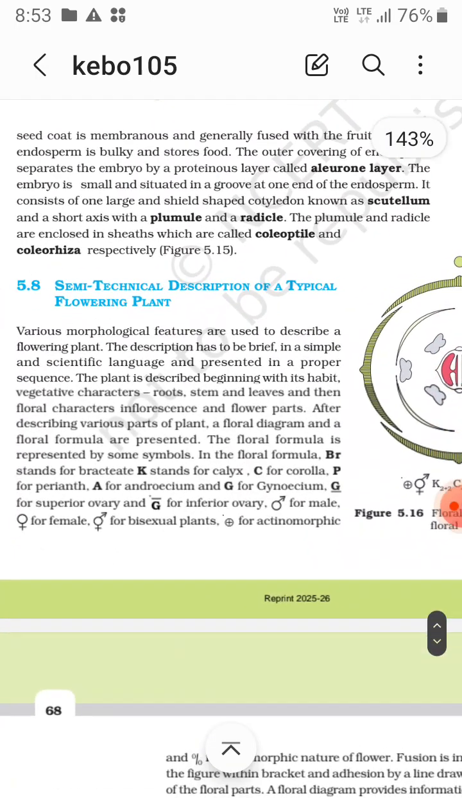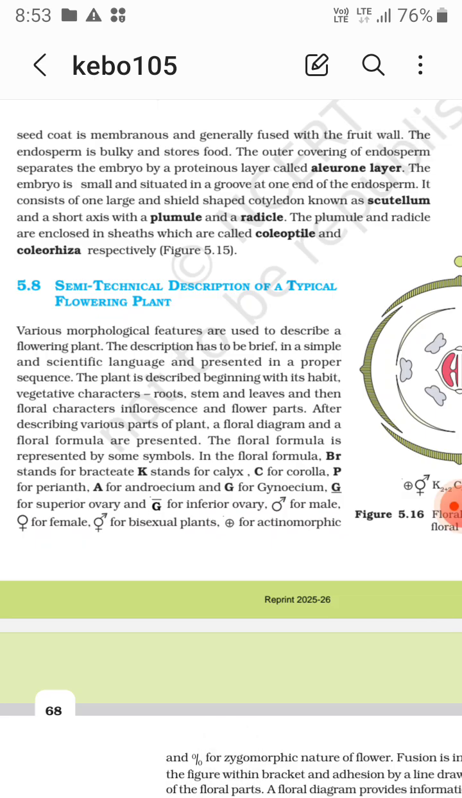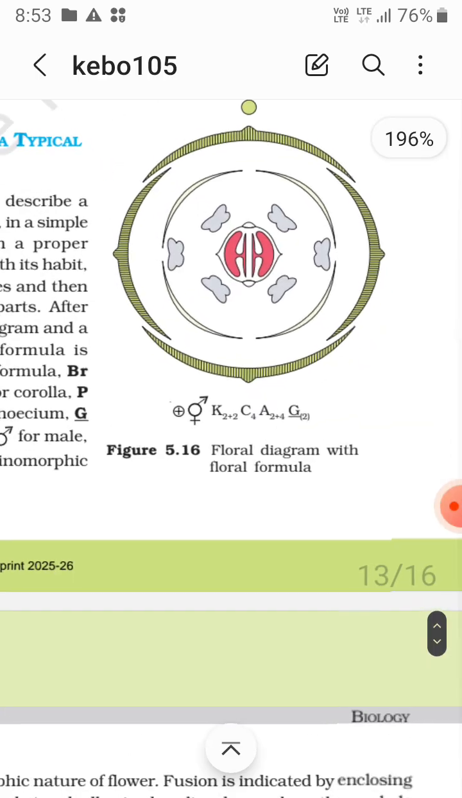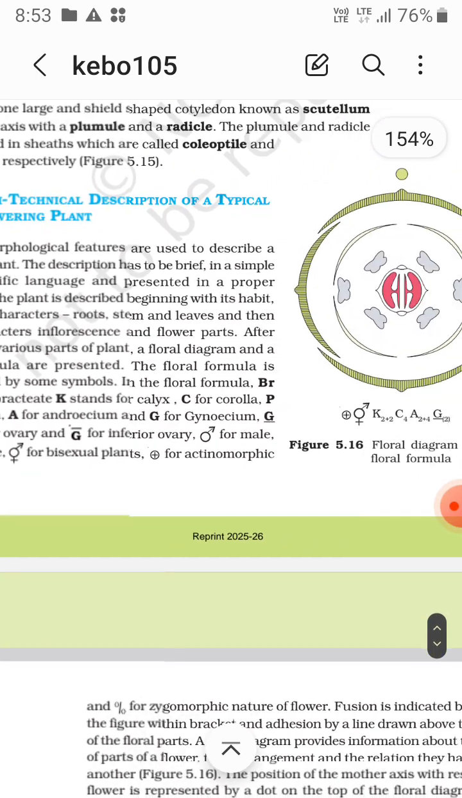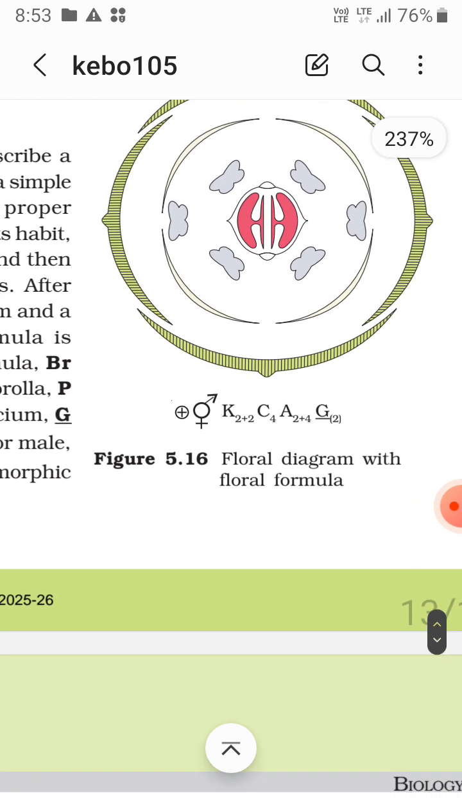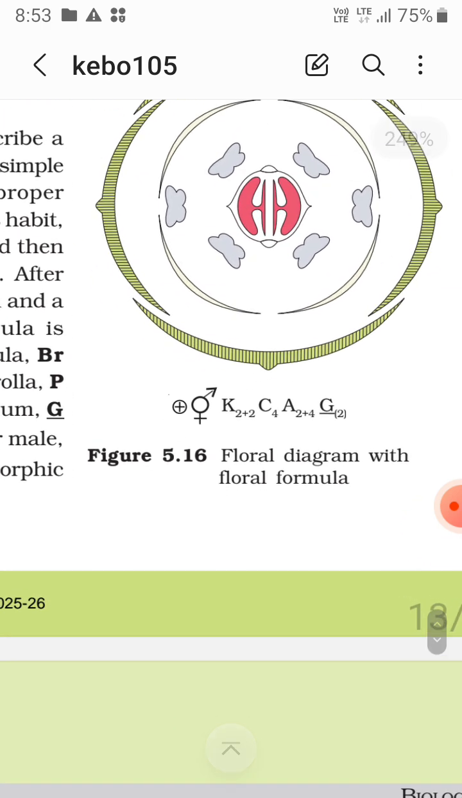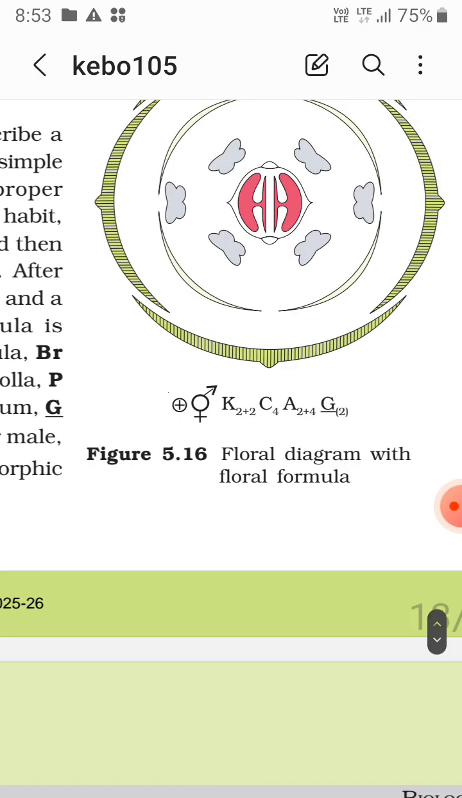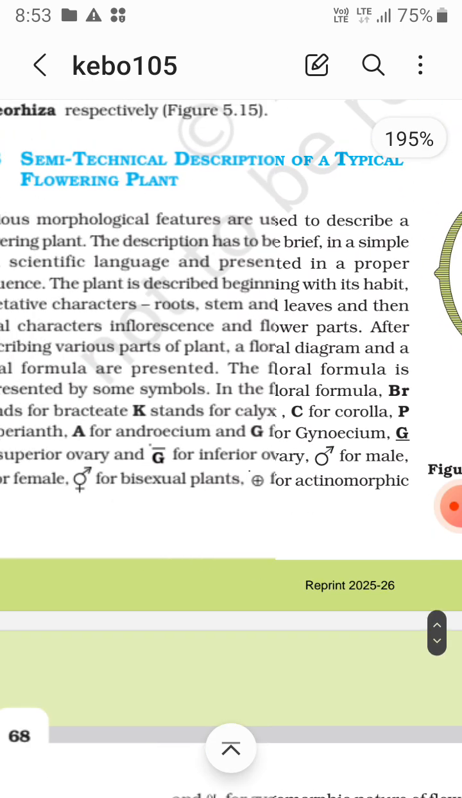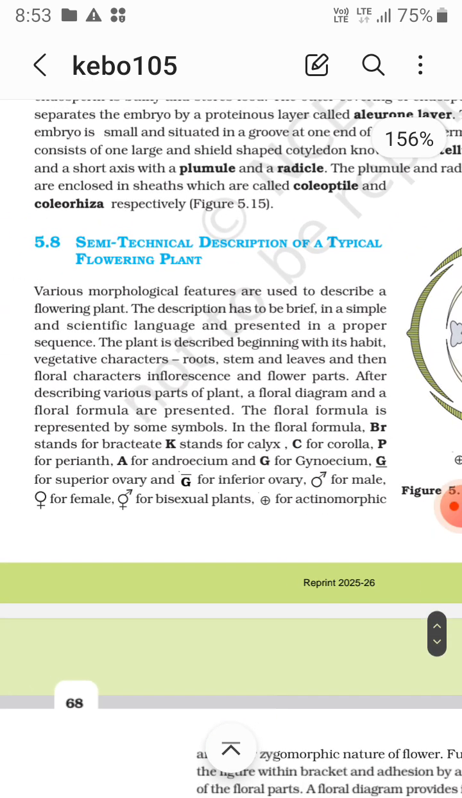Now talking about the semi-technical description of a typical flowering plant, that is, an angiosperm. Now we are going to see the floral diagram with the floral formula, with the zygomorphic sign, K 2 plus 2, C 4, A 2 plus 4, G underlined 2 fused. Now I'm reading this summary.